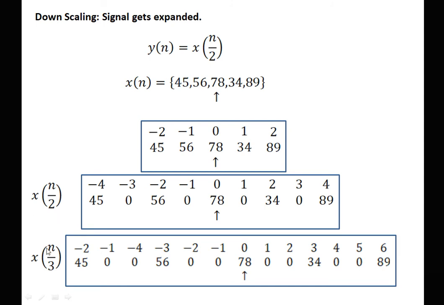If we take x of n by 3, what will happen? Immediately 2 values get filled with the 0. Now see, this is 78, 0th location. Next 2 values are filled with the 0 and whatever the third value, we are taking from the location 1. Again next 2 values are filled with the 0 and the next location we are taking from the 2. This is nothing but what? Upscaling, that is, the signal gets expanded.